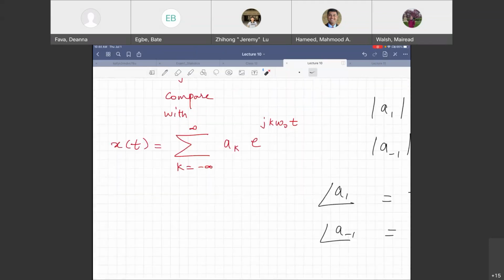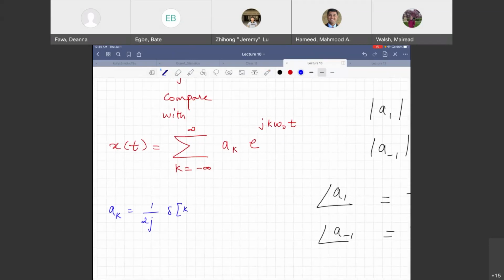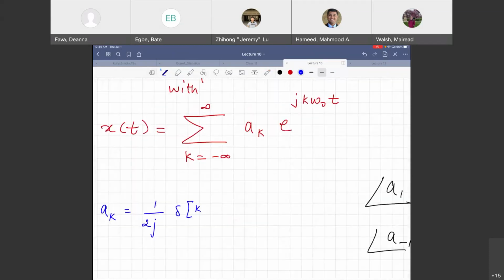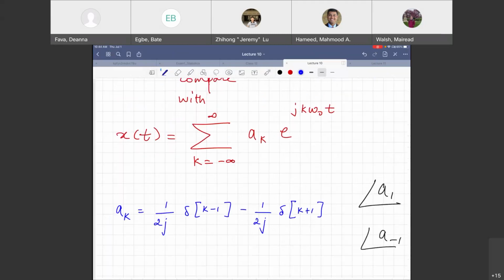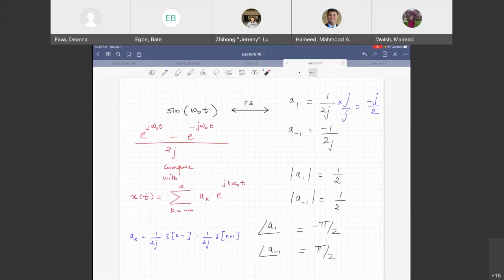And you can also write it this way. Another way of writing the Fourier series coefficients for a sine: a sub k equals 1 over 2j delta of k minus 1, minus 1 over 2j delta of k plus 1. You guys agree with that? At 1 it is 1 over 2j, at negative 1 it is negative 1 over 2j. This is essentially writing this using unit impulses. Questions about this?